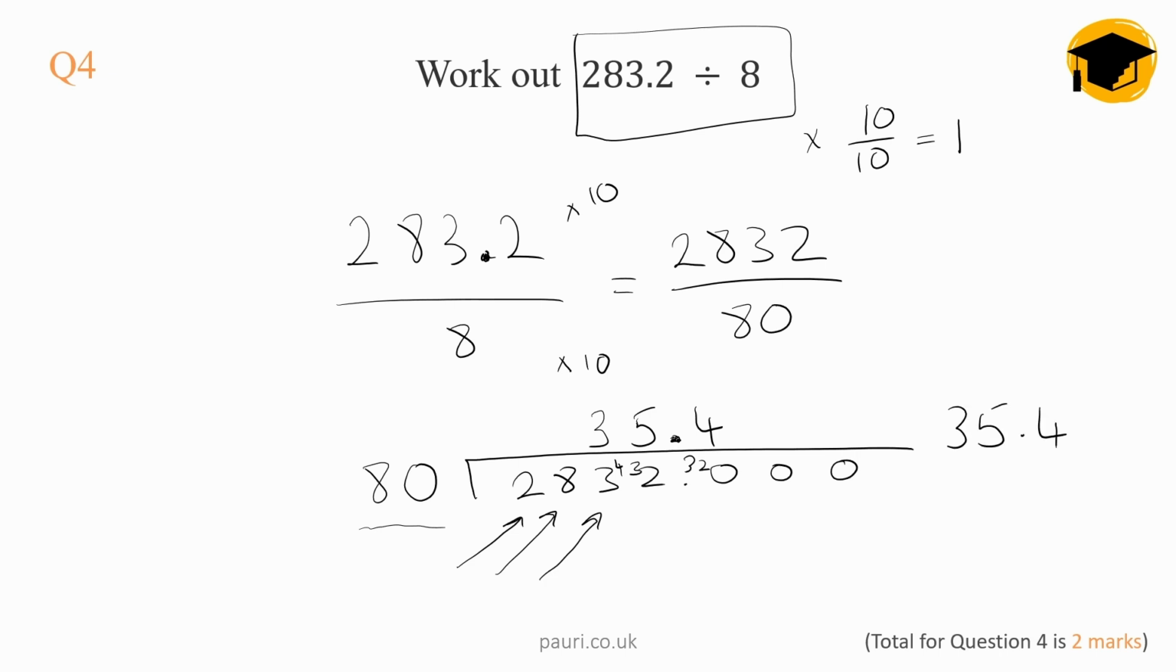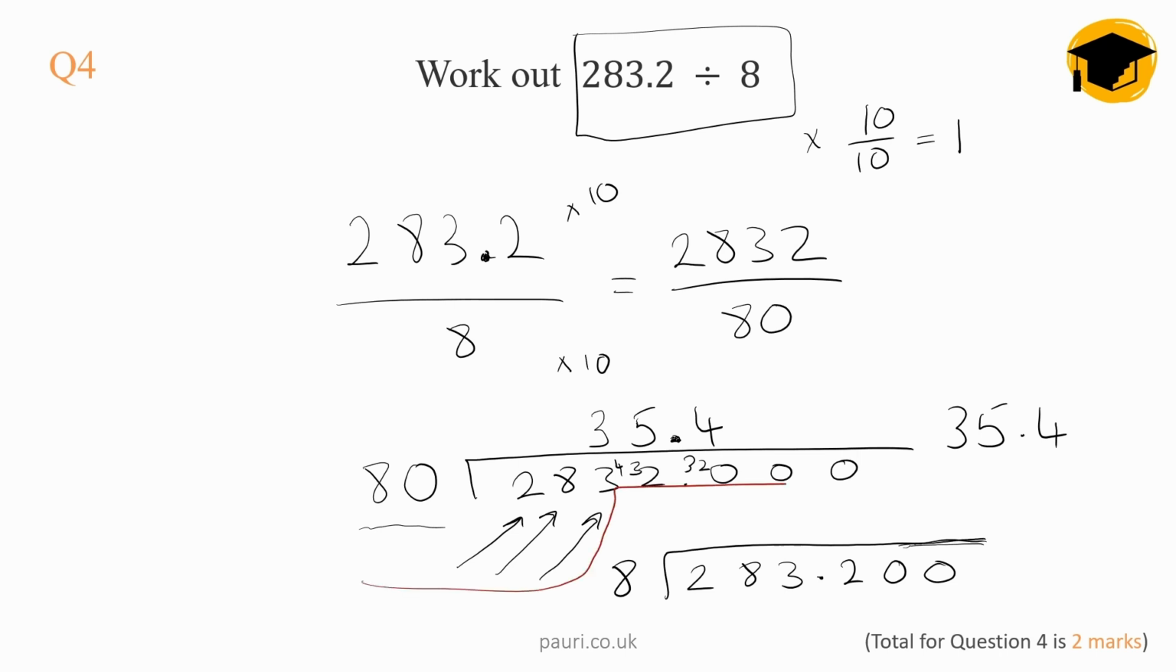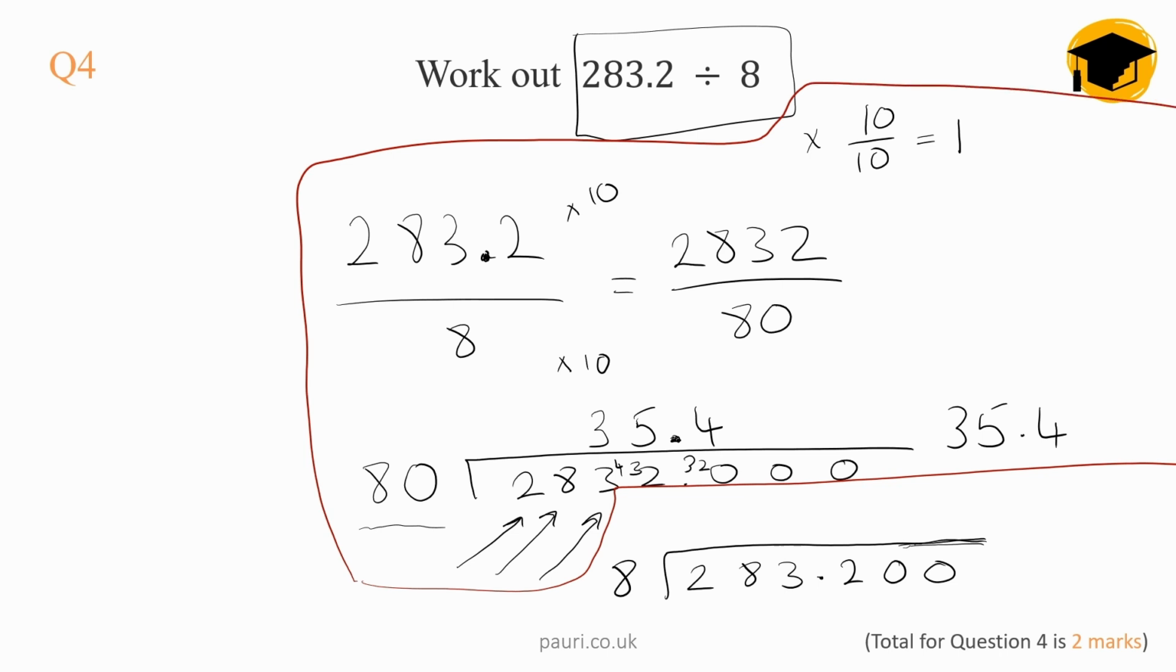The other way of doing the question is doing it without timesing top and bottom by 10. So if we just did 8, how many 8s go into 283.2? This also works as well. So I'm just giving you different methods to give you different ideas of how to do the question. Generally, this would be the preferred method, but we'll see how the method above helps in other questions coming up.